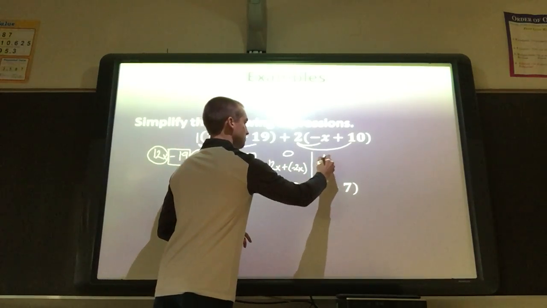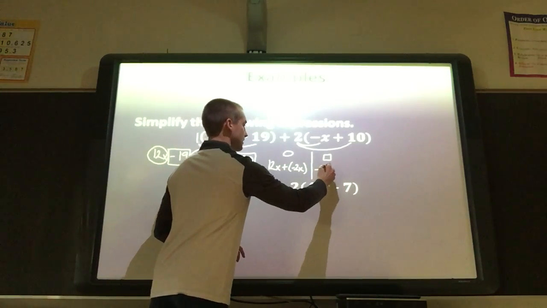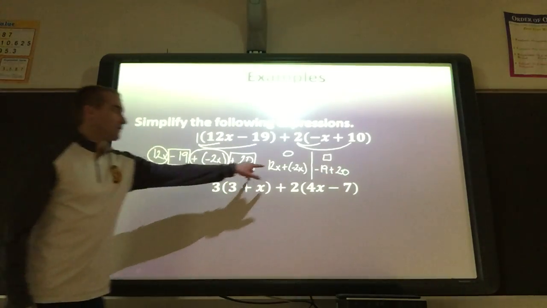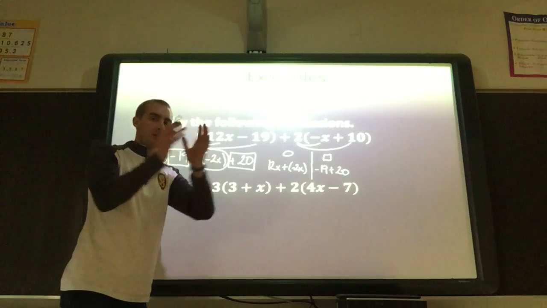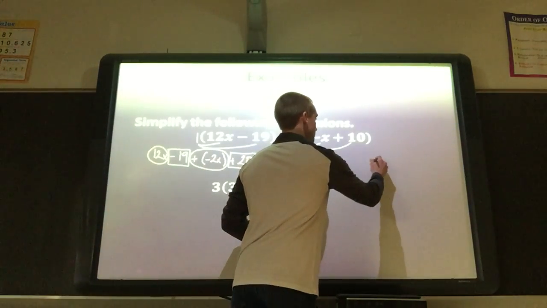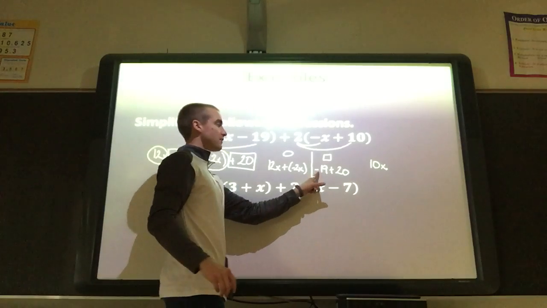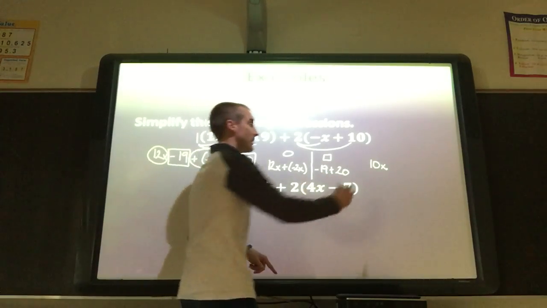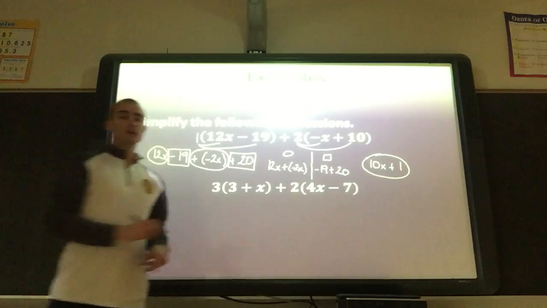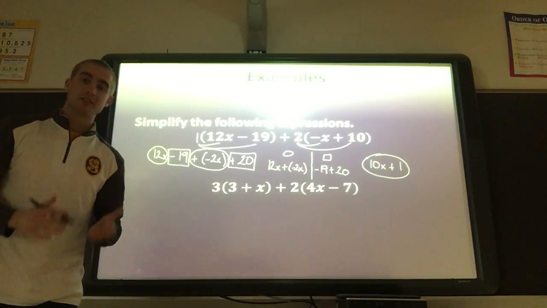And then what's been put in a box, which is minus 19 plus 20. Then we simplify both sides separately, and combine them at the very end. 12 plus negative 2 would be 10x, and then negative 19 plus 20 would be positive 1. So we're going to get 10x plus 1. So really it's still the same thing, still the same steps.